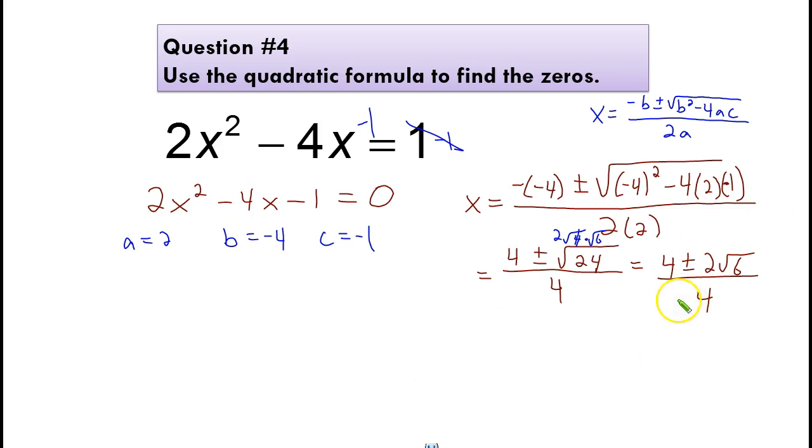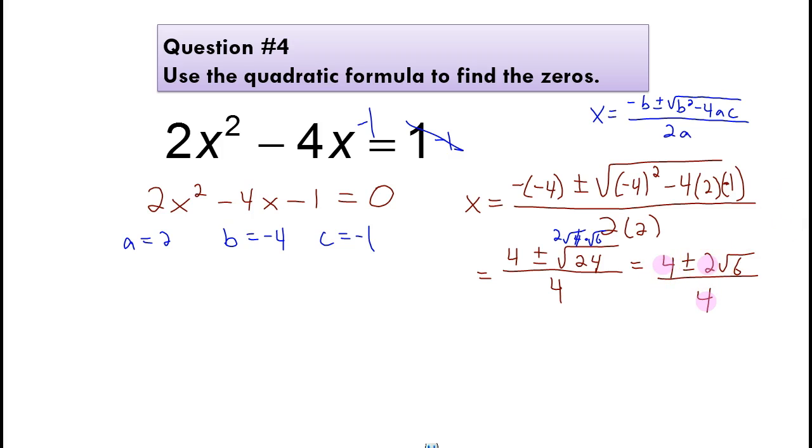Now, as we're representing the answer, since all three of these parts that are not under the radical are divisible by the same thing, one way to reduce this is just to divide all of them by 2. So you get 2 plus or minus 1 root 6 over 2, which you could simplify by dropping the 1 and just have 2 plus or minus root 6 over 2.